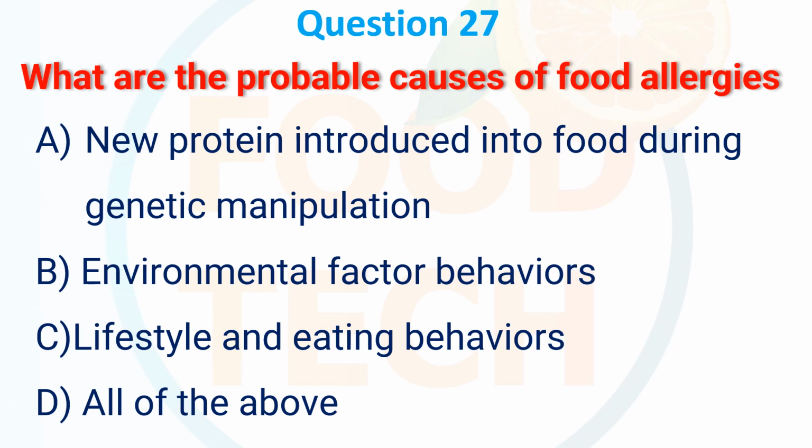What are the probable causes of food allergies? A. New protein introduced into food during genetic manipulation, B. Environmental factor behavior, C. Lifestyle and eating behavior, D. All of the above. The answer is D. All of the above.